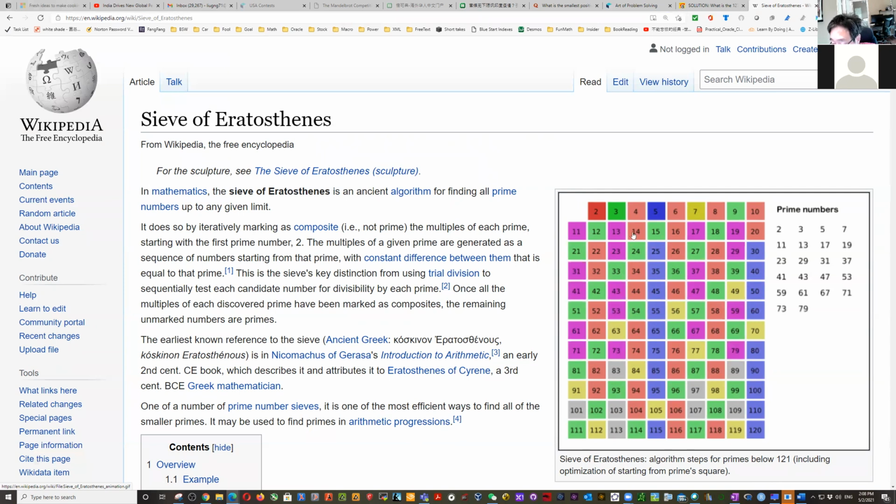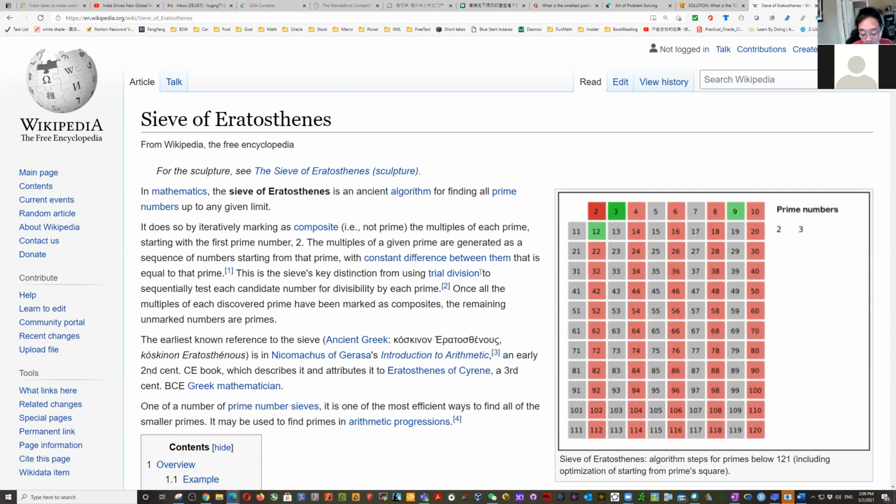Then all the numbers left are the prime numbers. So that's a way to find them on a bigger scale.